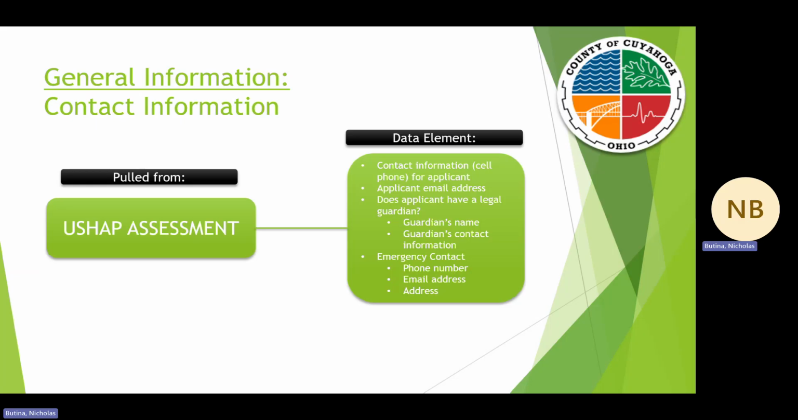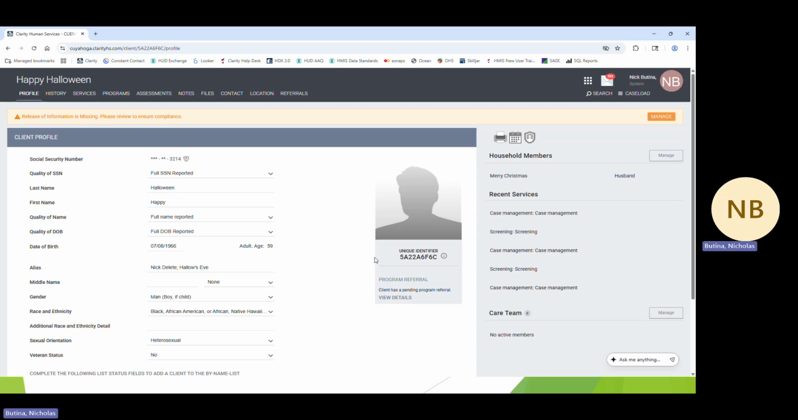Let's take a look in Clarity now to see where all this information is located. For the purposes of the training, we'll be in Happy Halloween, which is our fake client. If for any reason you want to play around in the system, you can use this client as well. We'll start here. When we search for the person, their profile screen will come up. As mentioned, all of the information on this profile screen needs to be accurately recorded because it's going to be pulled onto the USHAP. So their name, social security, date of birth, alias, gender, race, and veteran status.